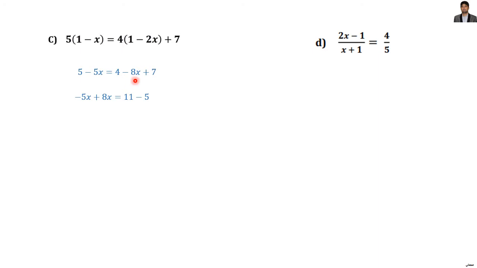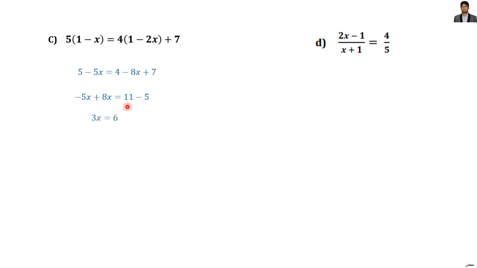So we will keep the variables on the left side and numbers on the right side. So -8x is moved to the left, +8x. 4 + 7 will give us 11. 5 to the right side, 11 - 5.